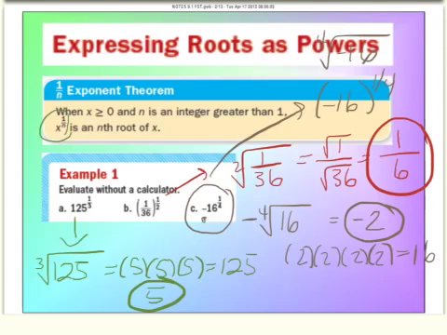Again, do be cautious though. If it had been this problem, we would have the fourth root of negative 16, and there is no real answer to the fourth root of negative 16. It's actually impossible to do.